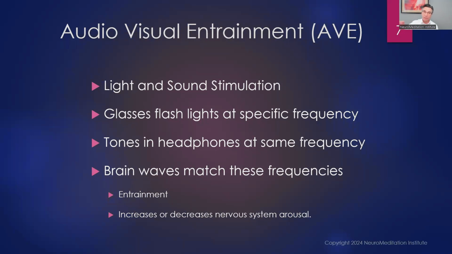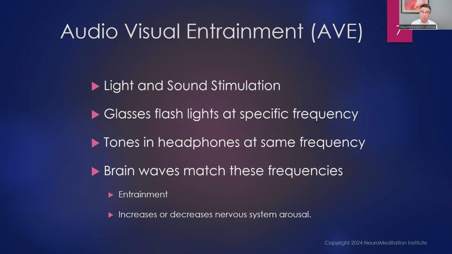So the idea is that, well, it's more than an idea. The science is that the brain will follow those frequencies. So whatever frequencies you give to the brain, in this example, 9 hertz, 9 cycles per second, the brain will start producing more 9 hertz activity. So that's the entrainment component. We can use audio and visual stimulation to essentially pull the brain toward the desired frequency.